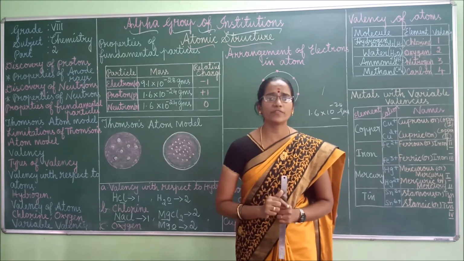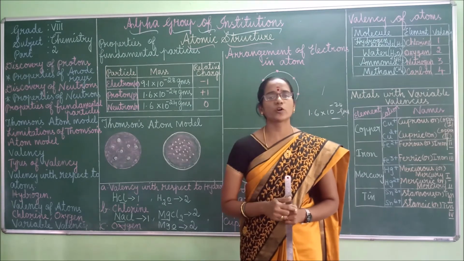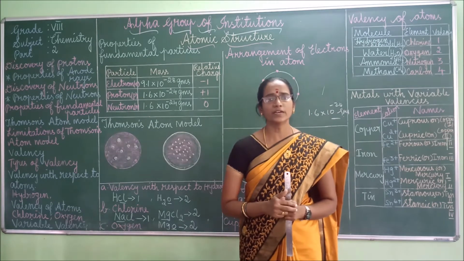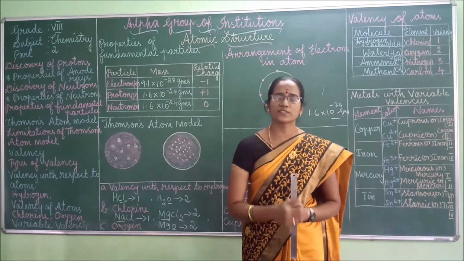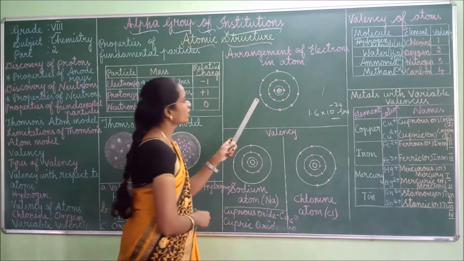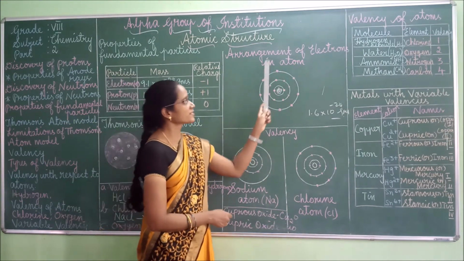The electrons revolving in the circular orbits of an atom are called the valence shell. Okay, this is called the valence electrons, we can say. So look at this one, arrangement of electrons in an atom.